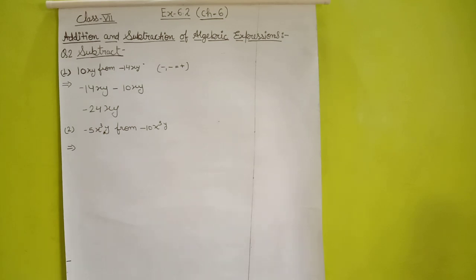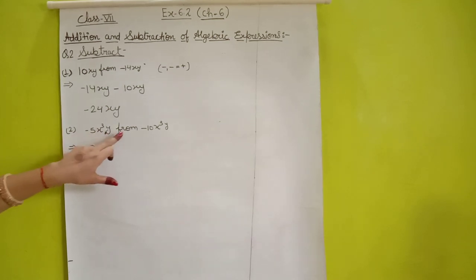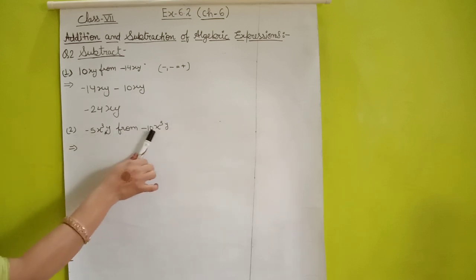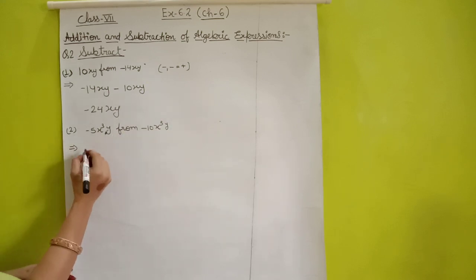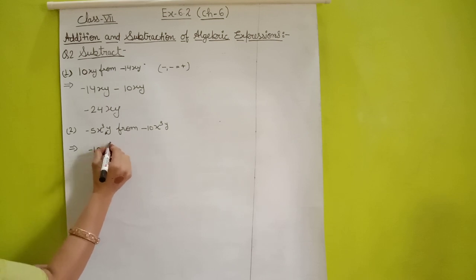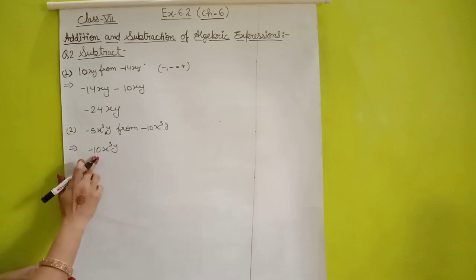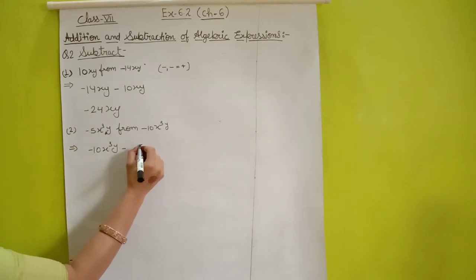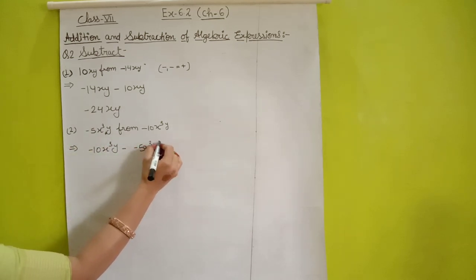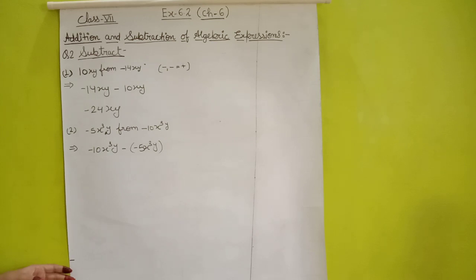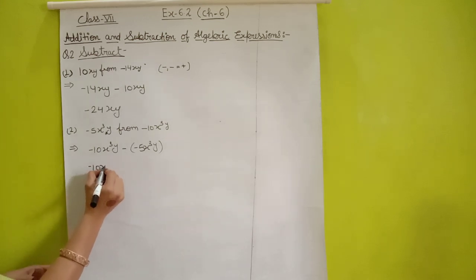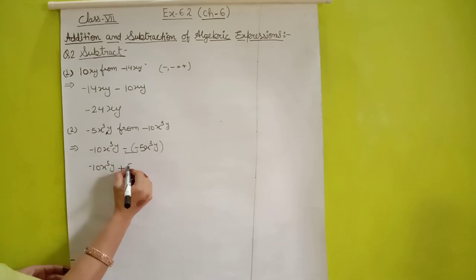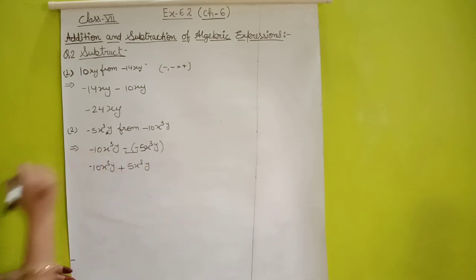Students, second part, minus 5x cube y from minus 10x cube y. So x cube y both are like. So first of all minus 10x cube y and we are to subtract. So minus sign will come and minus 5x cube y, it will come in bracket. Now minus 10x cube y minus plus 5x cube y.